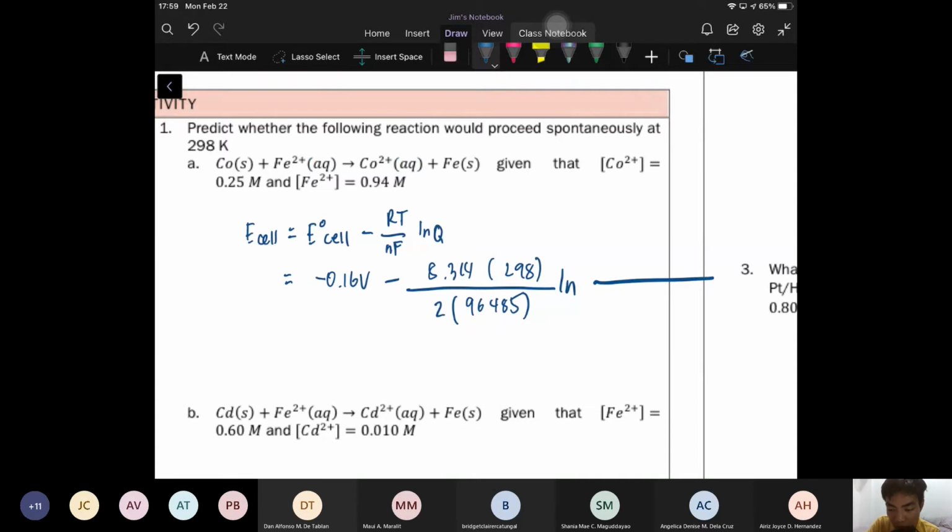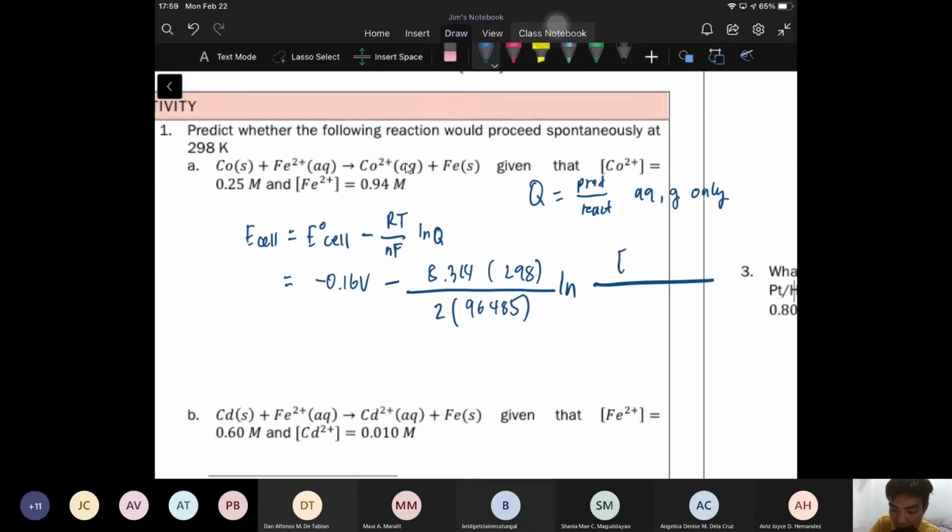So again, pag Q, yan ay products concentration over reactants. AQ and gas lang po yung sinusulat. Yung solid and liquid, hindi sila nilalagay. Ayan, so GenChem pa yan. Sa product side, ano yung AQ? Yung cobalt. Okay. So lagay natin cobalt 2 plus. Sa baba, sa reactant side, tingin tayo sa left side, ano yung AQ? Yung Fe2 plus. Edi susulat natin dito.